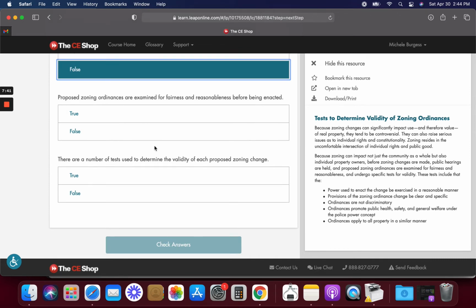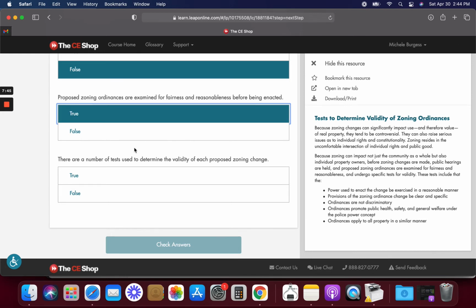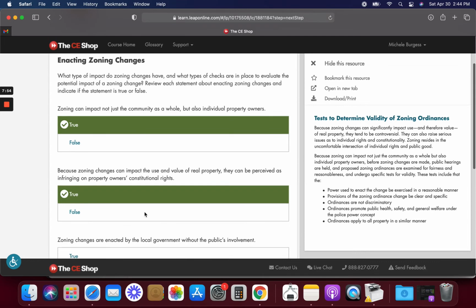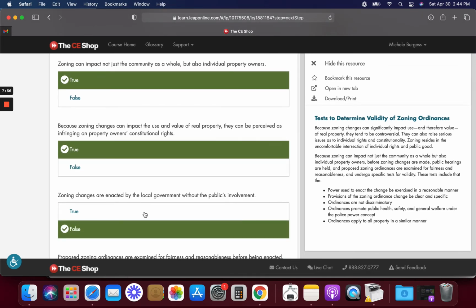Proposed laws are examined for fairness and reasonability. There are a number of tests to determine the validity of each proposed zoning change. Oh my, we got them all right the first time. Oh my God. We definitely need to take a picture of that.